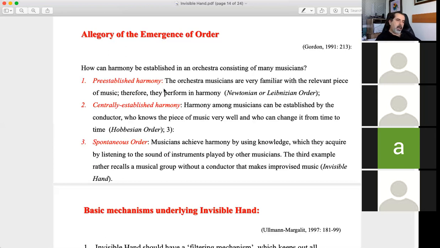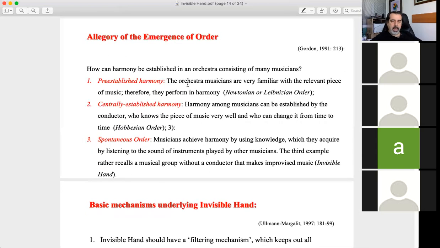Another idea is Adam Smith's idea. Even before Adam Smith, Bernard de Mandeville used the same example in the context of a long poem, actually, the Parable of the Bees. But scientifically speaking, you can say that the idea of spontaneous order, or the invisible hand, was first introduced by Adam Smith. In this idea, again following the same allegory, musicians achieve harmony by using knowledge which they acquire by listening to the sound of instruments played by other musicians. The third example rather recalls a musical group without a conductor that makes improvised music, in jazz for example. This is very common, right? There was this famous group, what was that? Modern Jazz Quartet.